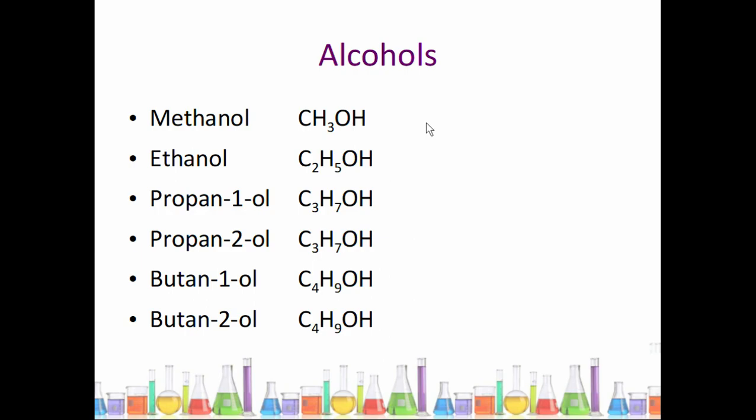The naming, we don't necessarily need rules because you name them exactly like an alkane, but instead of an E at the end, calling it methane, you replace the E with OL. So all alcohols, the ending of their name is ol. Ethanol is ethane, where one of the hydrogens has been replaced with the hydroxyl group. Propan-1-ol and propan-2-ol are propane, where for 1-ol, the OH group, the hydroxyl group, is on the first carbon. Propan-2-ol, the hydroxyl group is on the second carbon in the chain.